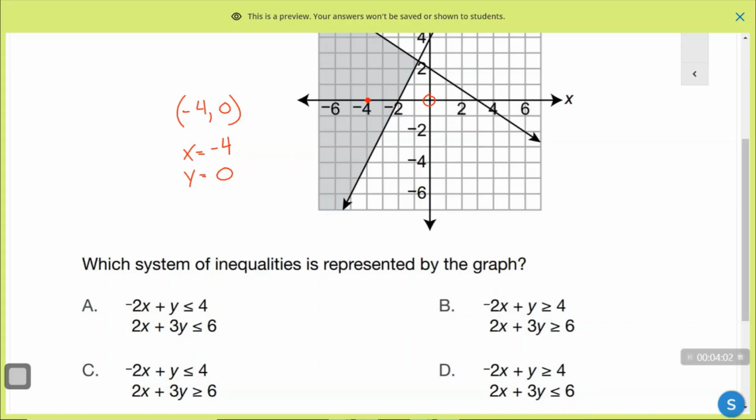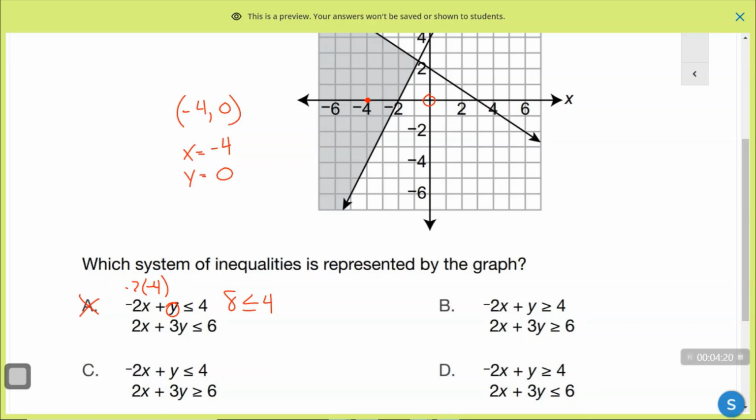So I'm going to plug those into my first one. -4 will go in here for x, and this is just going to become 0. And I get 8. -2 times -4 is going to be 8, which is less than or equal to 4. That is false, and therefore A is not it. It must make both inequalities true.